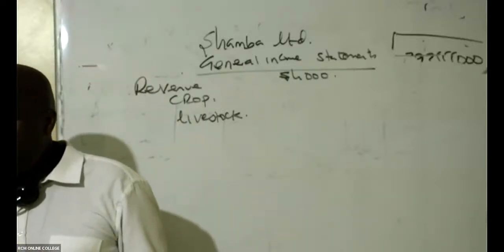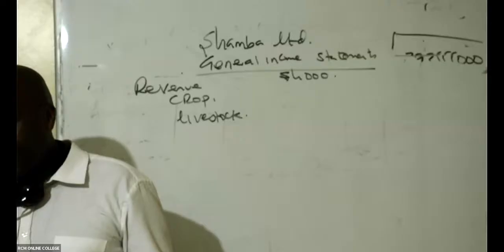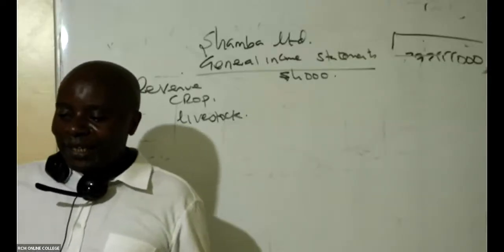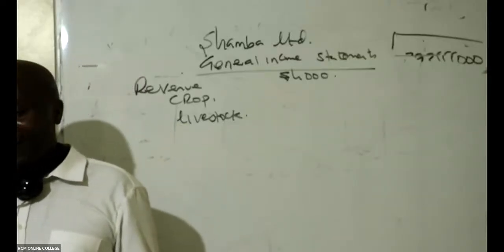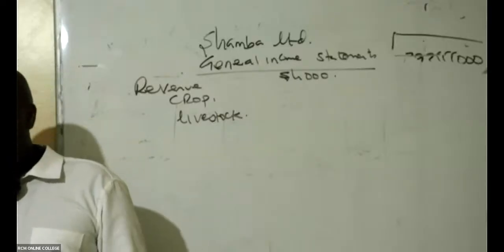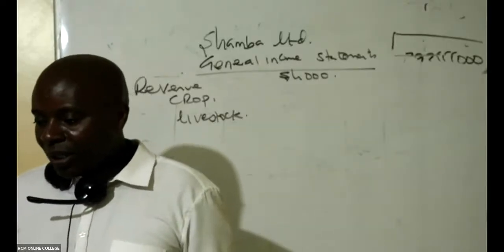Ei Limited. General income statement for the year ended, or for the period ended.